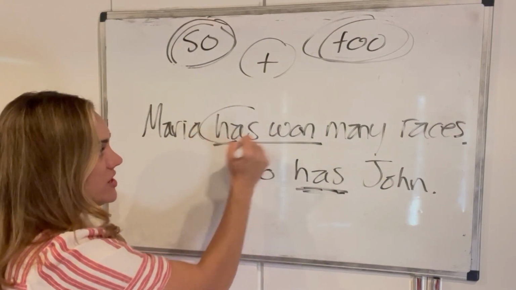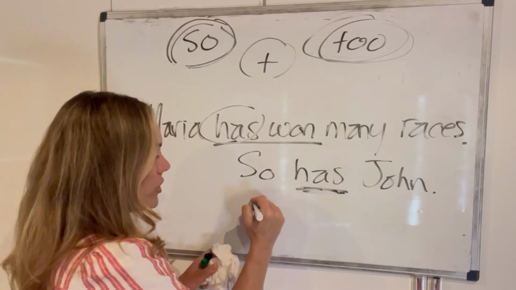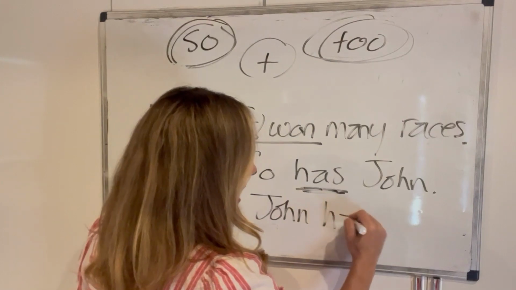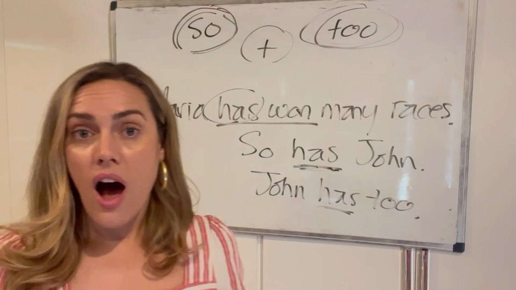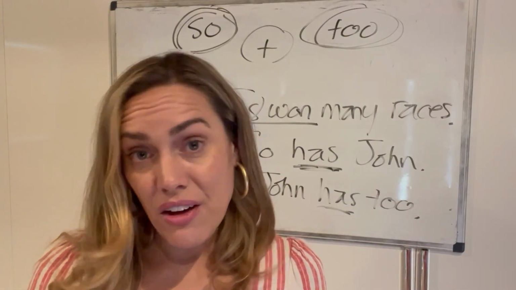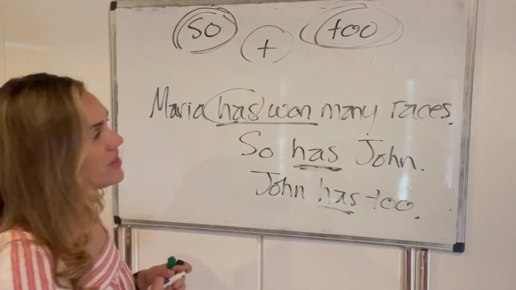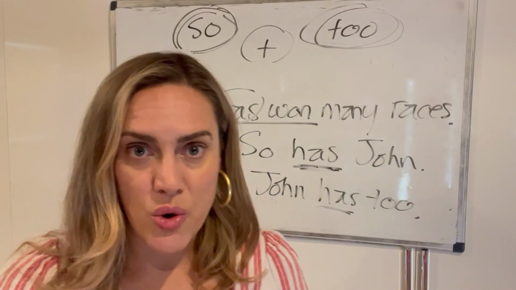Helping verb. I'm just adding the helping verb. Or I can say John has too. Or so have I. Or I have too, right? So that's when we're using it with so and too.